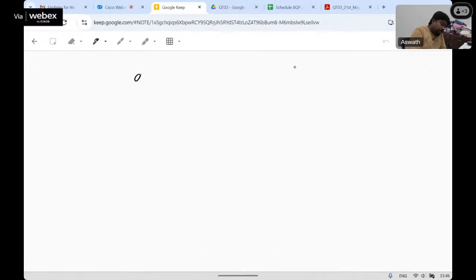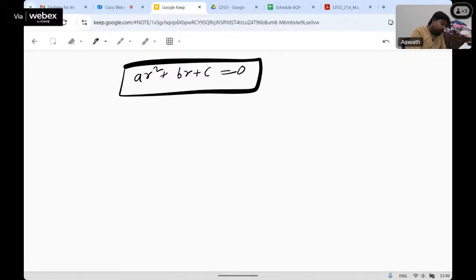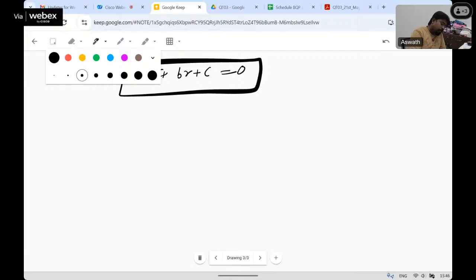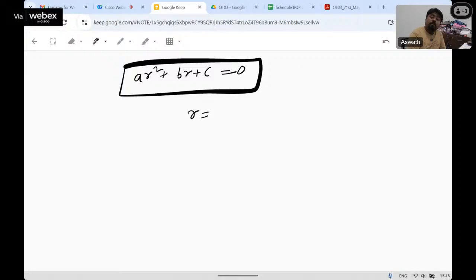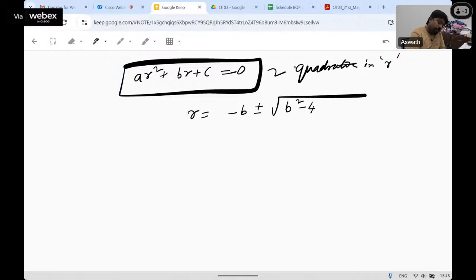What I am doing is ar square plus br plus c equal to 0 only, which would give me a solution for r. Remember, this is a quadratic equation in r. So I can find the solution, which is r equal to minus b plus or minus square root of b square minus 4ac, divided by 2a. The moment I know r, I can get the solution.